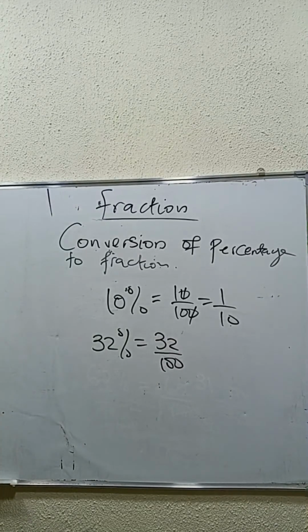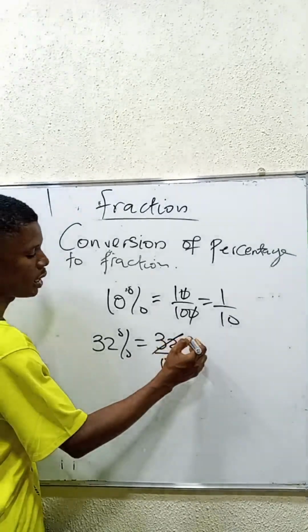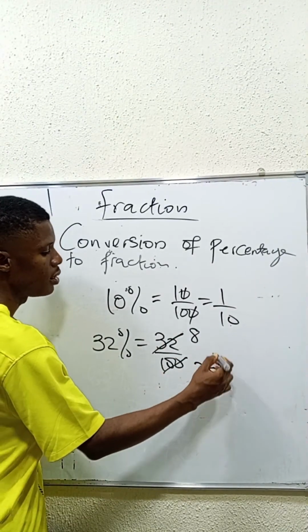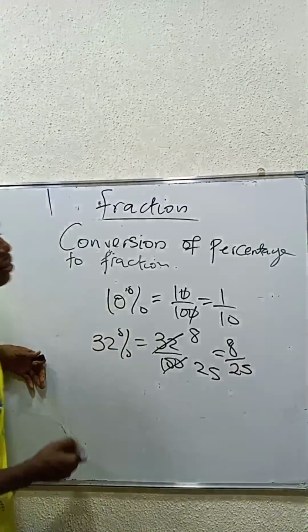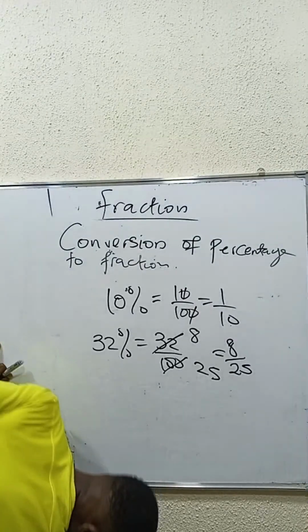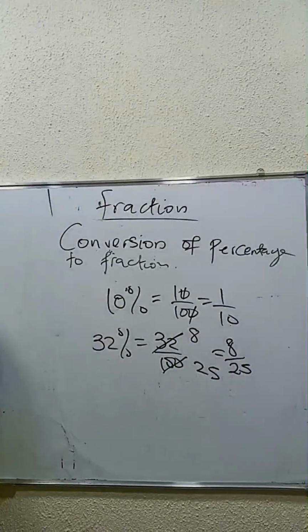If you have 32 over 100, you have to divide the top and bottom number by their common factor. If you divide by 4, you get 8. Divide by 4, you get 25. If you observe, there is no other number that can divide 25 and 8. That becomes your answer. So 8 over 25 is the answer.